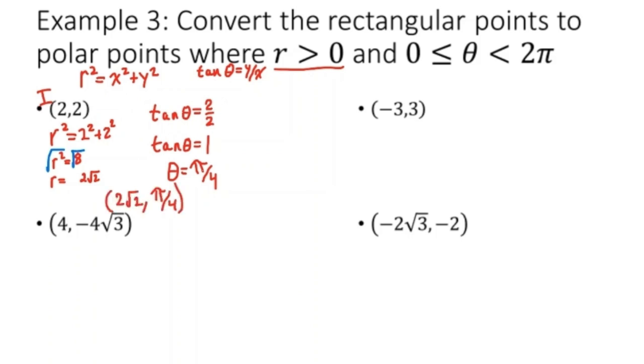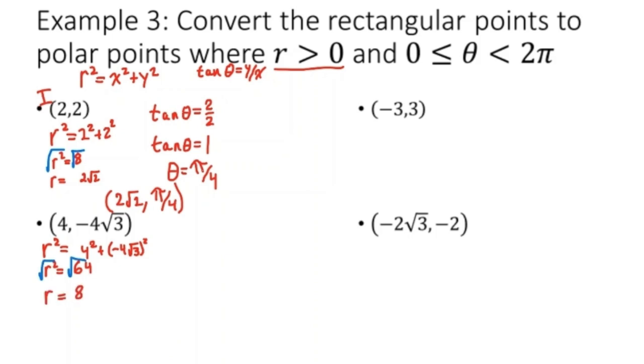Next, we'll take a look at the point (4, negative 4 root 3). We'll start off by finding r. r squared would equal 4 squared plus (negative 4 root 3) squared. So r squared equals 64, square root. And since we know from our restriction that r is positive, we get r equals 8.